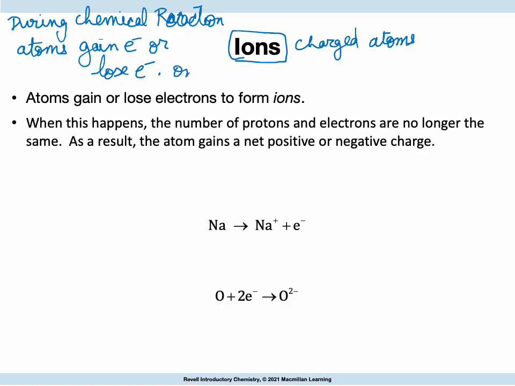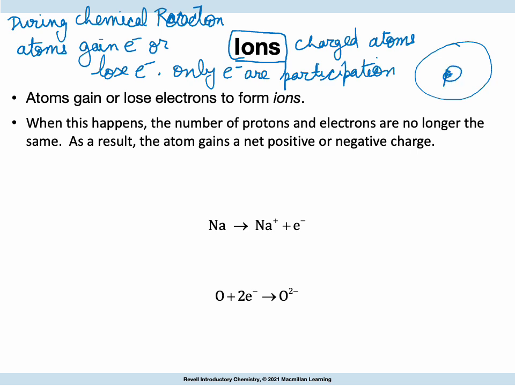Okay, and only electrons are participating, which means when you take an atom, the nucleus, which has protons and neutrons, this never participates. Only electrons participate in a chemical reaction. So atoms can only do one thing, which is either they lose electrons or they gain electrons. They will never change the number of protons or neutrons inside.